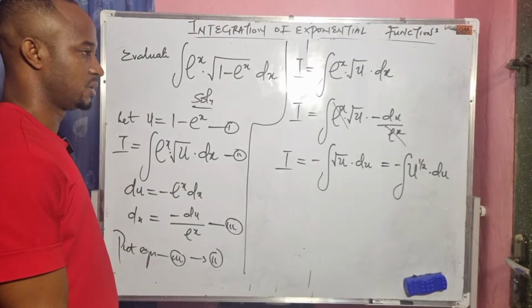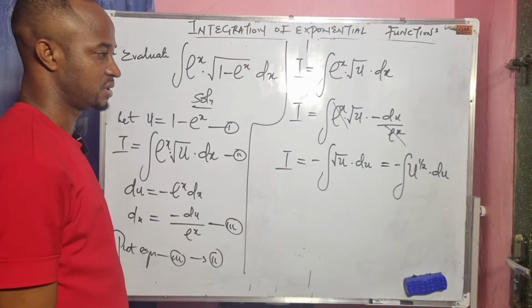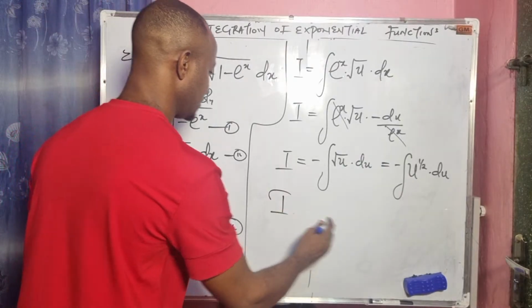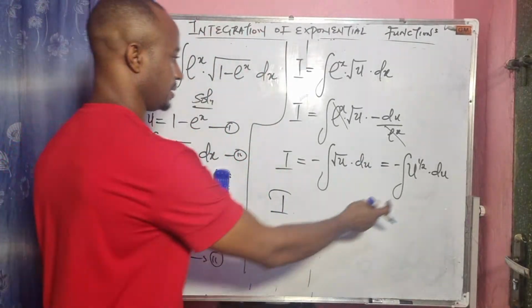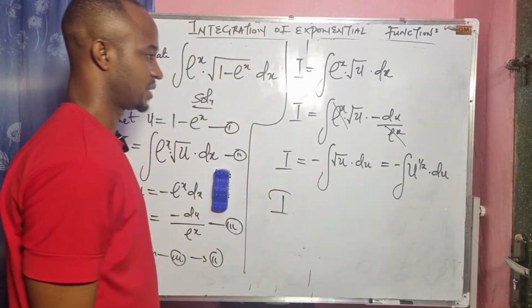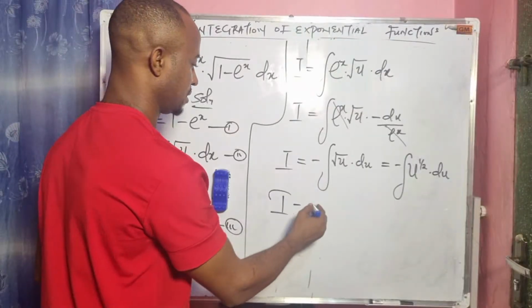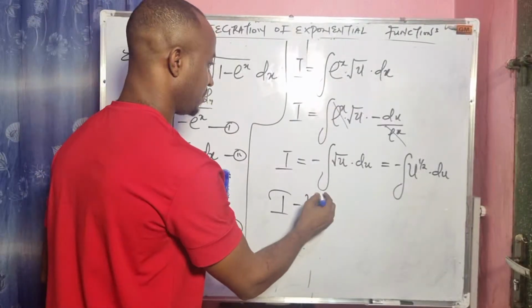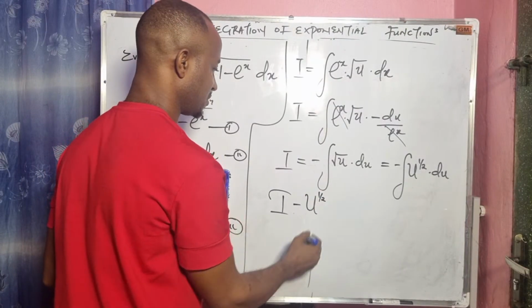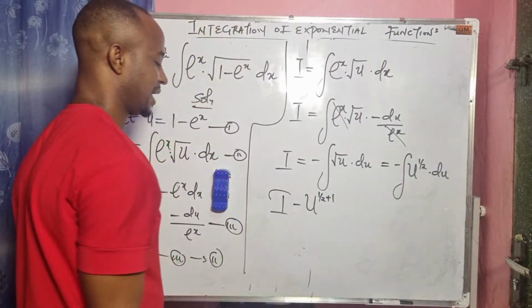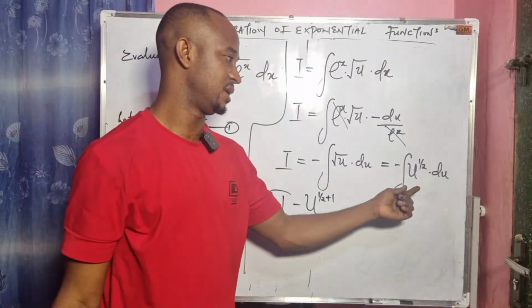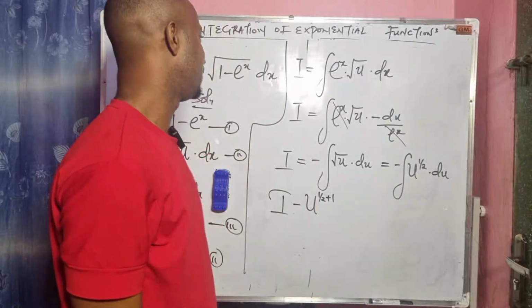Of u, or in what? All in du. So we can integrate this expression with respect to du, and that will give us minus u to the power of 1 over 2 plus 1. Here I'm going to use the power rule of integration.